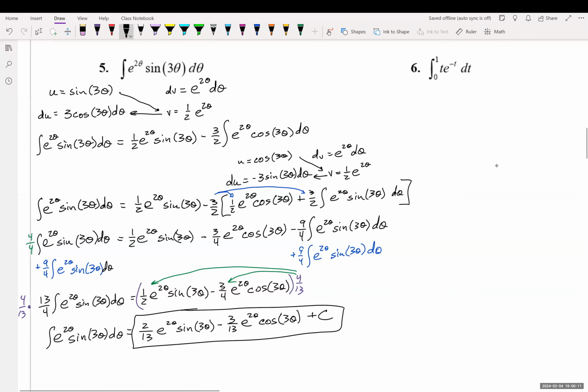So that one was pretty involved. We call that a wraparound integral, where we did this little bit here in blue, where we added the thing we're looking for to the other side to combine like terms and then solve for it. Let's go on to number 6.